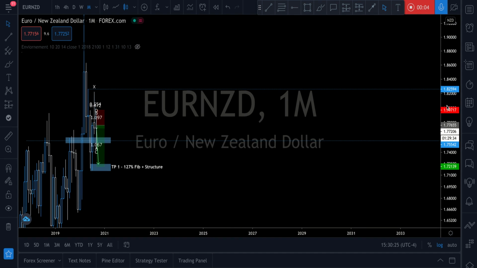Welcome back to this multi-time frame forecast, everyone. We're going to be going over Euro NZ, so the Euro dollar versus New Zealand dollar.